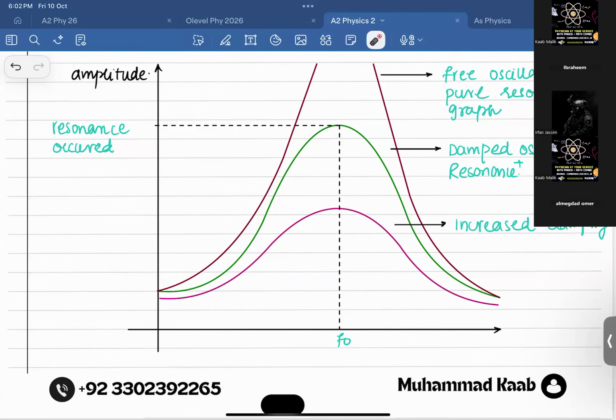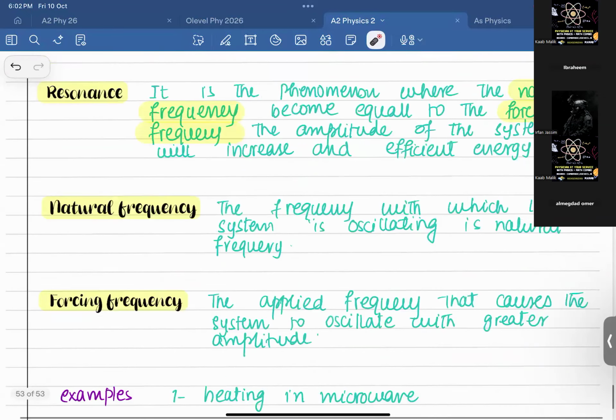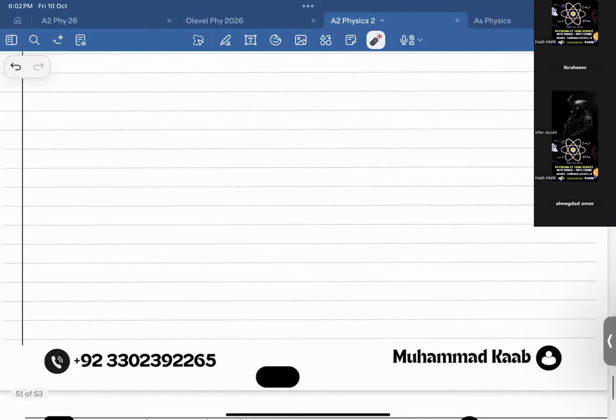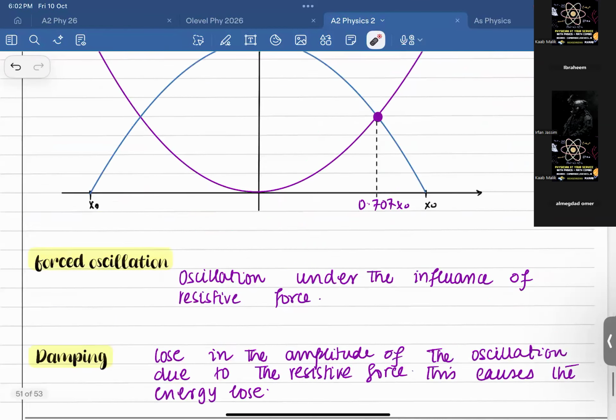Now these are all the points that we have discussed in this chapter, and the simple harmonic motion chapter is now completed. Let's try some of the questions.